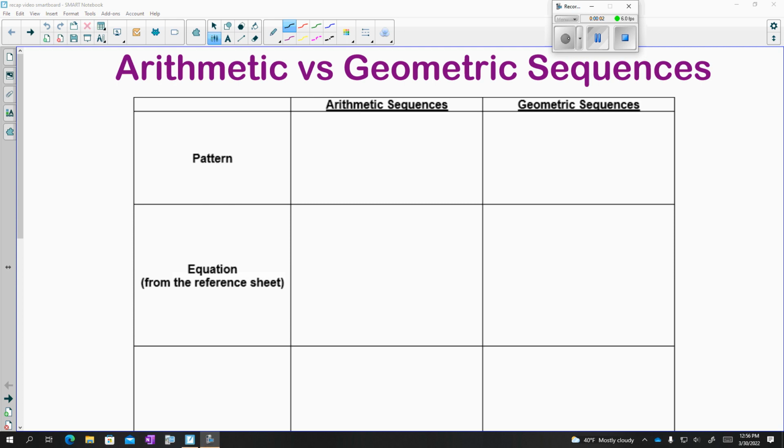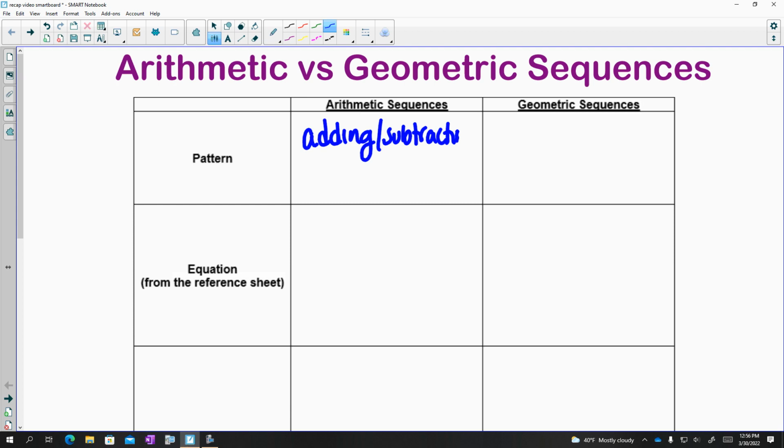This video is going to be a brief recap of an arithmetic versus geometric sequence and the difference between them. So in an arithmetic sequence, we have an adding or subtracting pattern. And they follow a linear pattern or a linear function. We don't connect sequences when we graph them, but if we were to connect them, in arithmetic, it would be the shape of a line, a linear function.